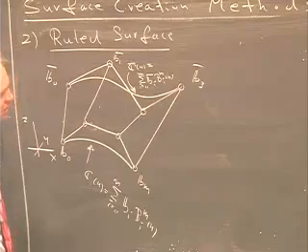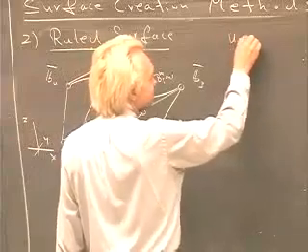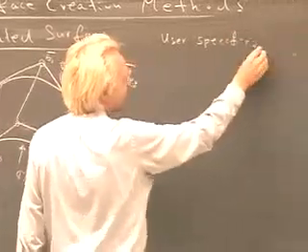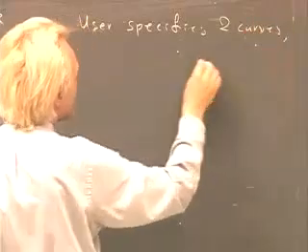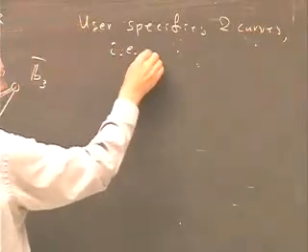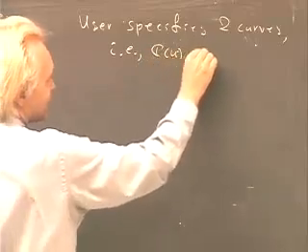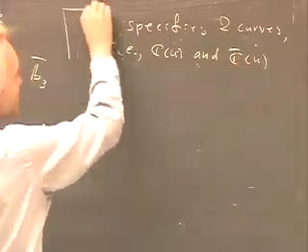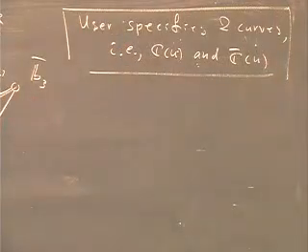So what is going on? What does the user specify here? The user specifies two curves, i.e., the curve C of u and the curve C bar of u. That's the input to this scheme. And what comes out, the output, is the control mesh definition for this surface.